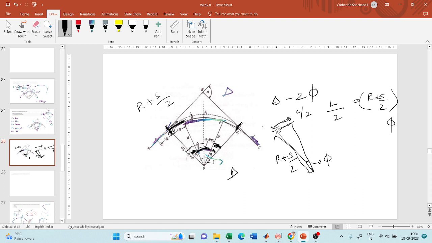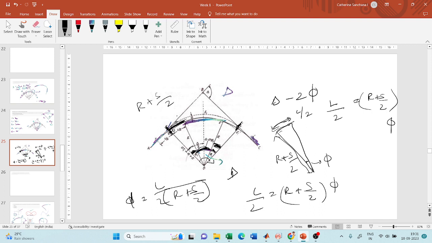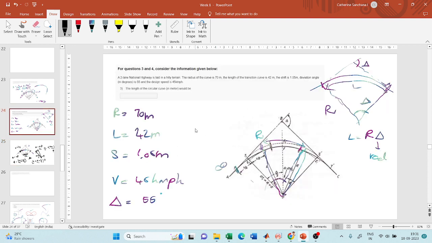So L by 2 is equal to R plus S by 2 into phi. So phi is nothing but L by 2 divided by R plus S by 2. If I substitute for this, I will get the value of phi, and I already know the deflection angle. The angle at the center will be deflection angle minus 2 into phi. So let us find out what phi is, based on the equation that they have given.